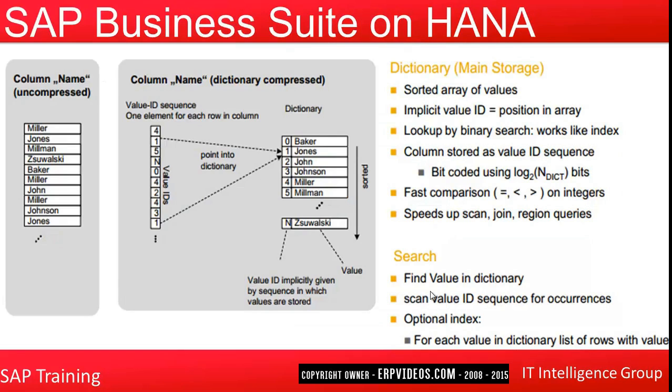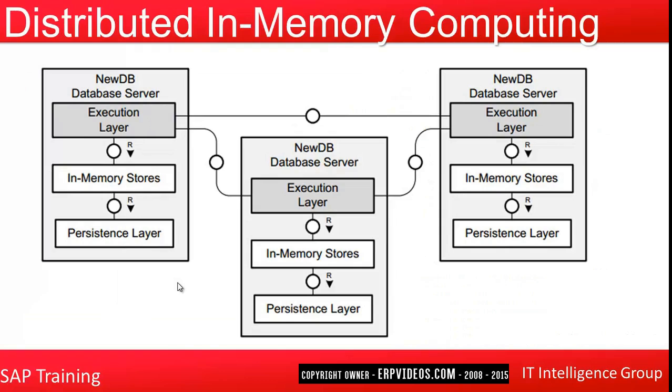This shows how the compression is achieved in the HANA database. You can see your column name, this is in uncompressed format. This is your value ID sequence, one element for each row in one column. This is how we can do the sorting and how the dictionary compression happens. These are mapped to, say, 1, 0, 0, 1, 2, 3, 4, 5, and they are the values which are stored, which helps to compress and reduce the size drastically.